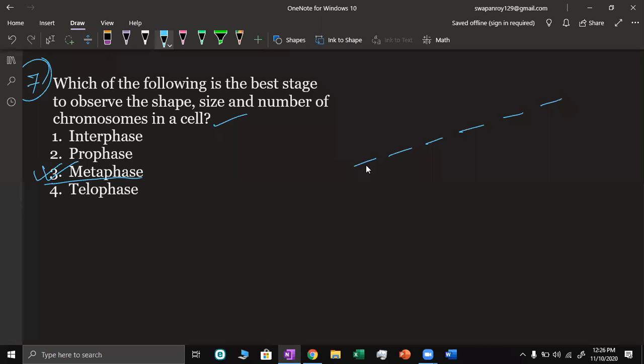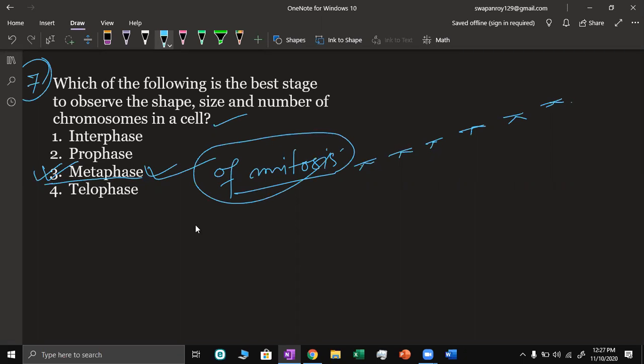So counting of these chromosomes is also possible, and their shape, size, what type of shape is there, that we can study here. So it is the metaphase of mitosis. Okay, not the metaphase of meiosis. For the chromosome morphology, metaphase of mitosis is studied.